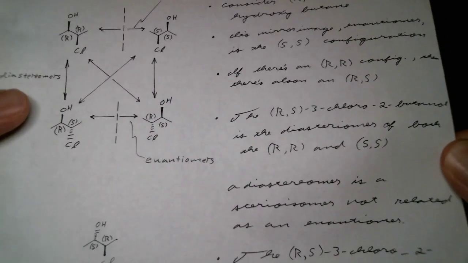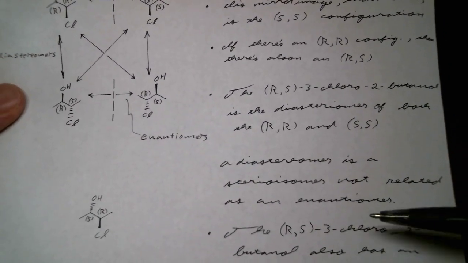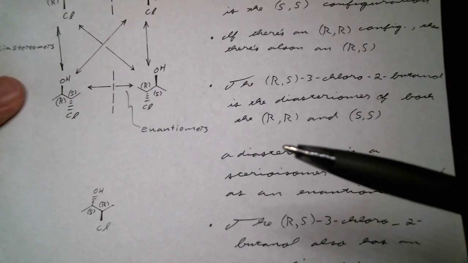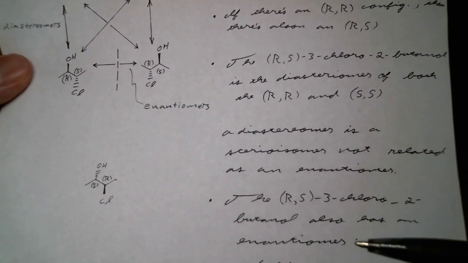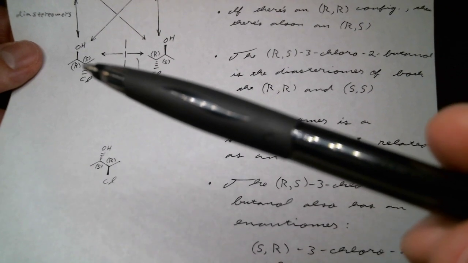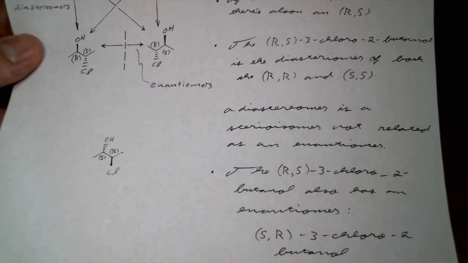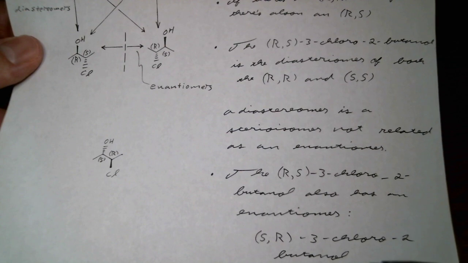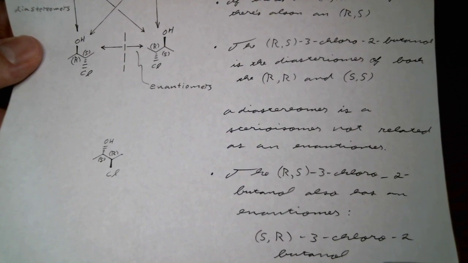So, of course, the RS 3-chloro-2-butanol also has an enantiomer, and that would be the SR 3-chloro-2-butanol. So those are non-superimposable mirror images.